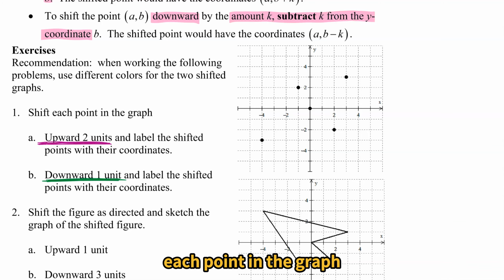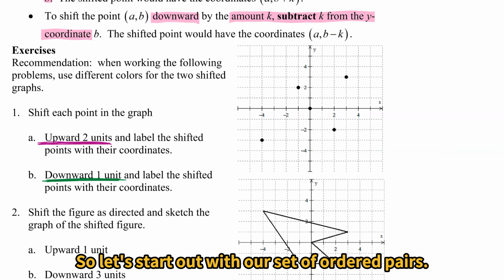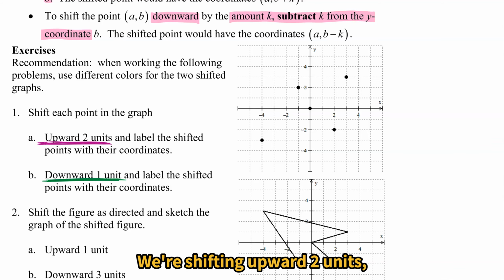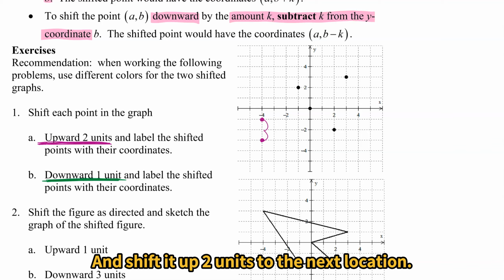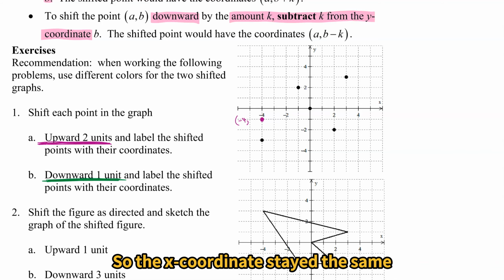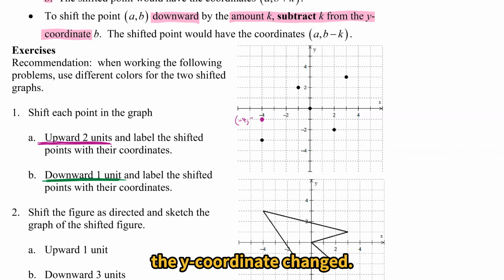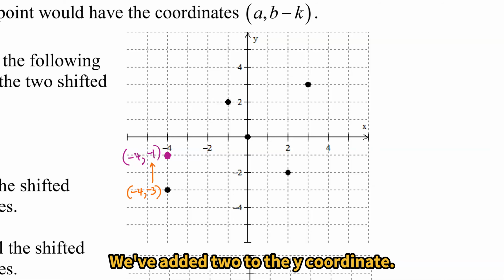So we're going to shift each point in the graph and label the shifted points with their coordinates. Let's start out with our set of ordered pairs. We're shifting upward 2 units, so we're going to take the point and shift it up 2 units to the next location, and then we'll label it with the coordinates. The x-coordinate stayed the same, the y-coordinate changed. This point was -4, -3, and now the new shifted point is -4, -1. We've added 2 to the y-coordinate.